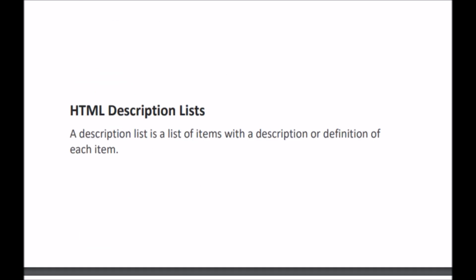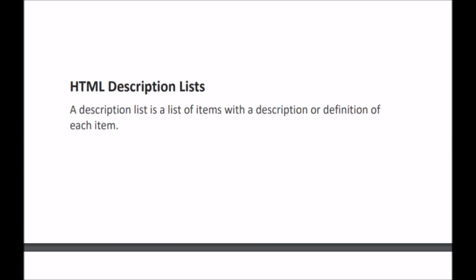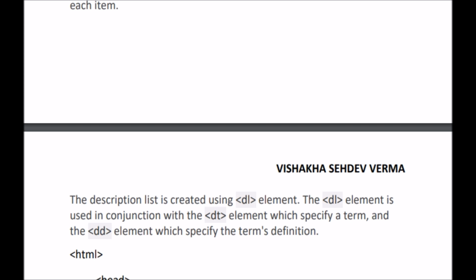Last is the HTML description list, which is used to list the items with a description or the definition of each and every particular item. This is created using the DL element. DL means description list here, and the DL element is used in conjunction with the DT element, which specifies a term, and a DD element, which specifies the term's definition.